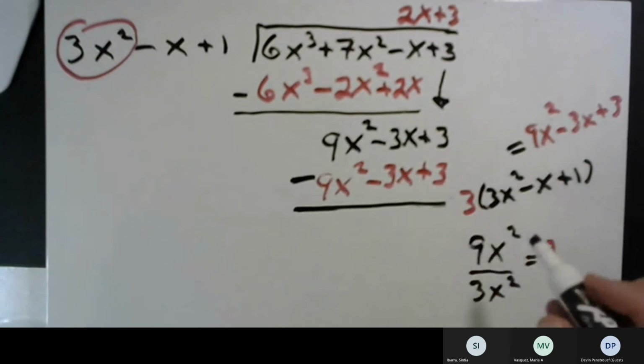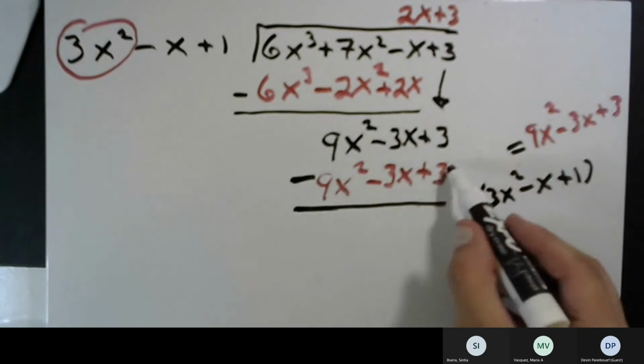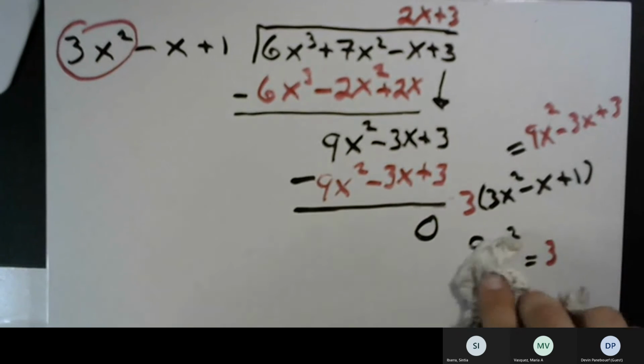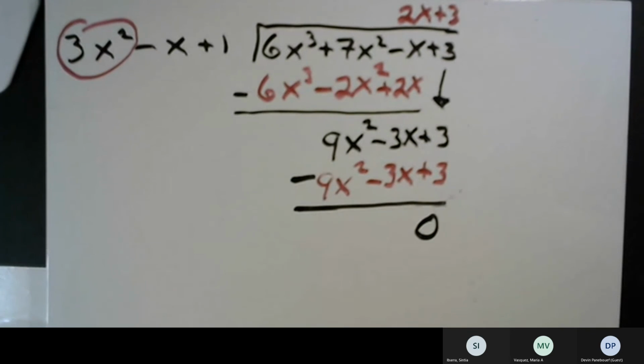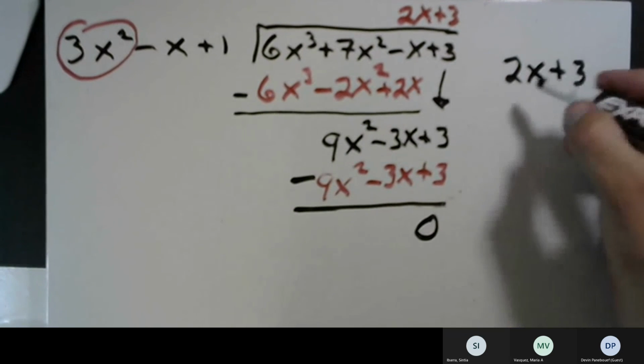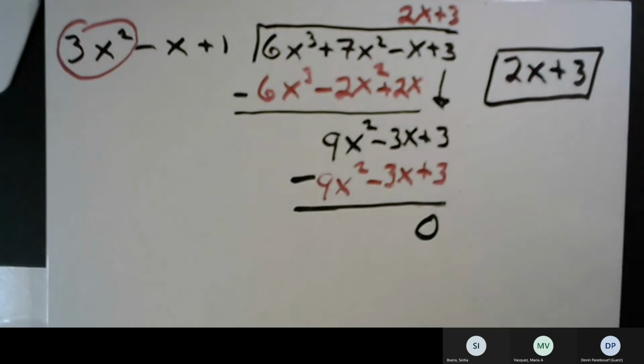And we subtract, and anything subtract itself, it's just going to be 0. So we only needed 2 cycles of division for this one. So what's our answer going to be? Well, it's just going to be 2x plus 3. And that's going to be it. So that's the review for chapter 4.